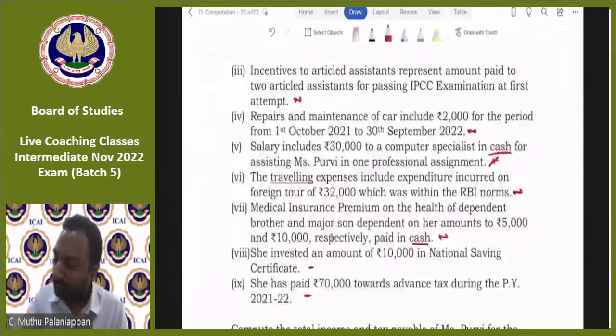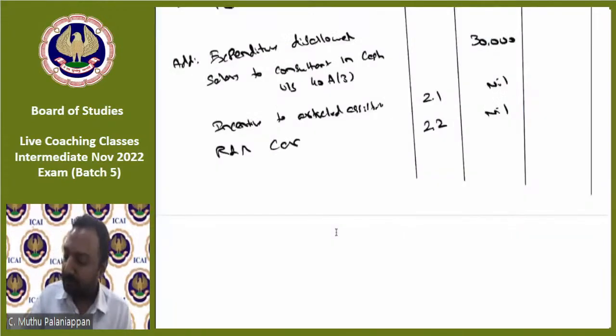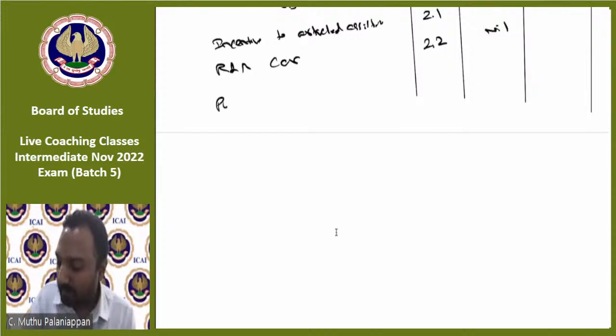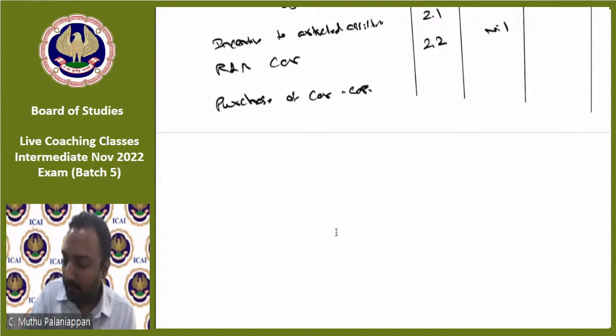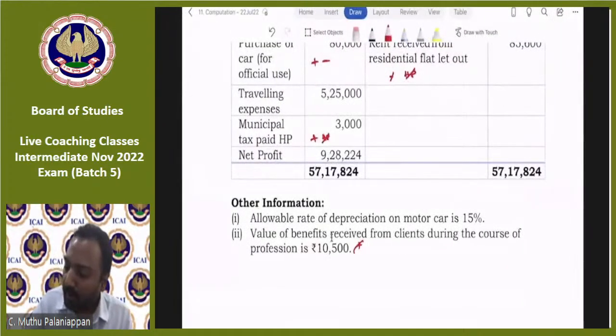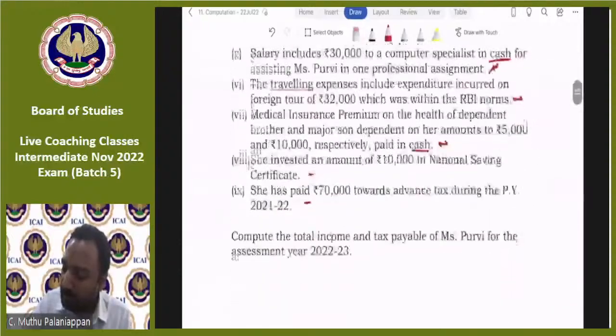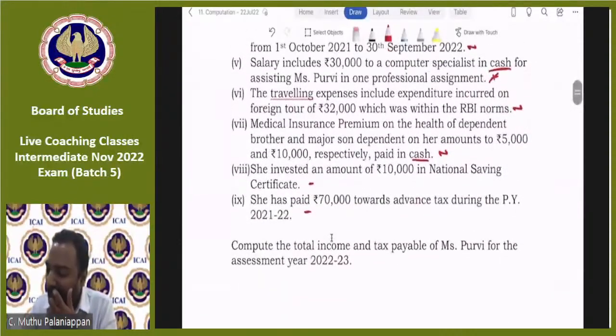Then purchase of car. So that is a capital expenditure. So purchase of car, capital. We'll call it 80,000. So 80,000 is not allowed. I have considered the addition. I'm made to provide depreciation. So I'll say 80,000 is provided.